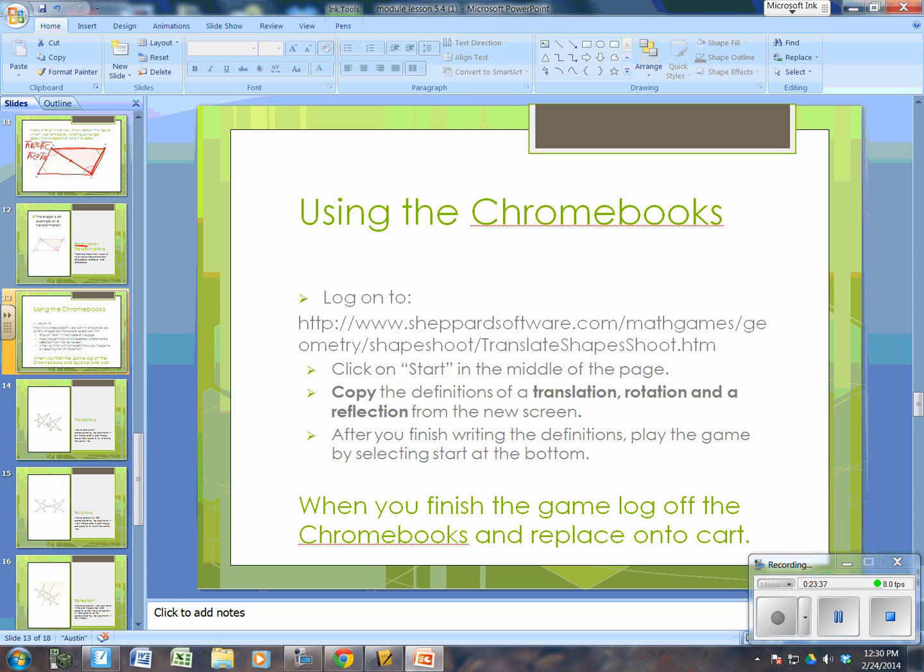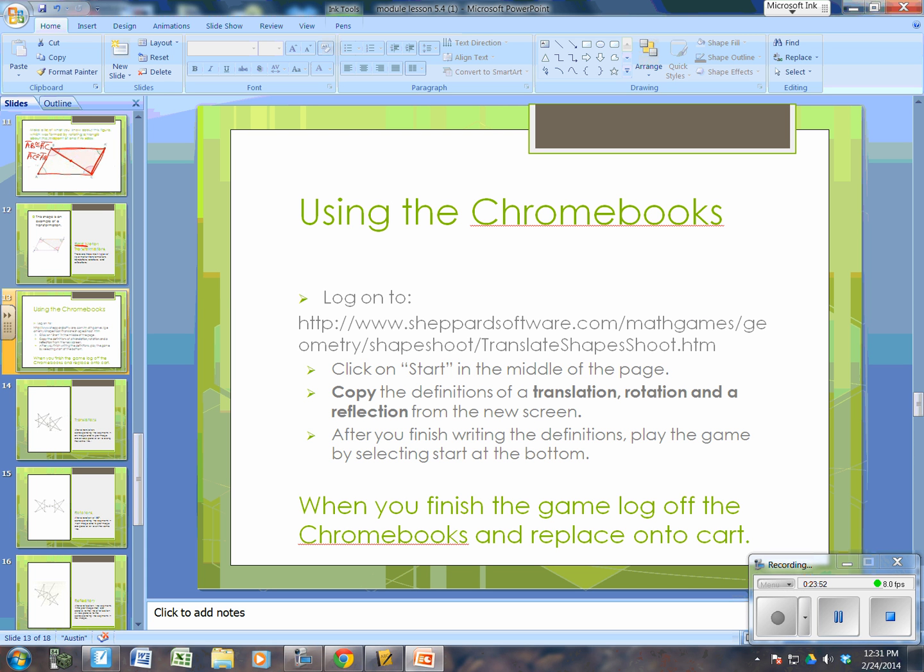Okay, you're going to click on Start in the middle of the page. You're going to copy the definitions of translation. You don't have to, because we just did. You don't have to copy those down. After you finish writing the definitions, play the game by selecting Start at the bottom. When you finish the game, log off and replace them.